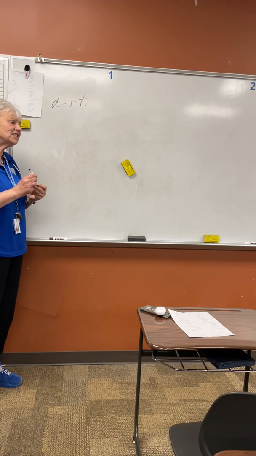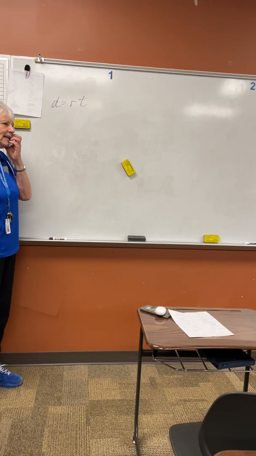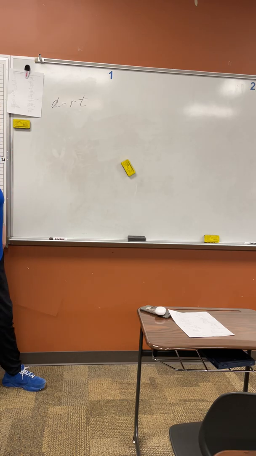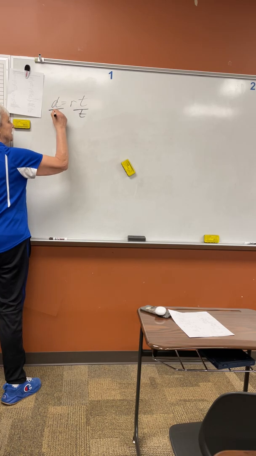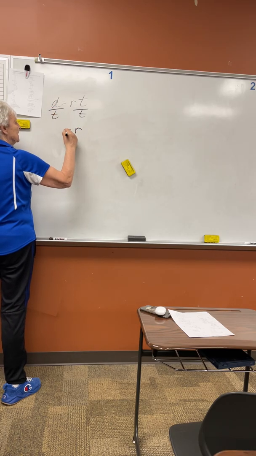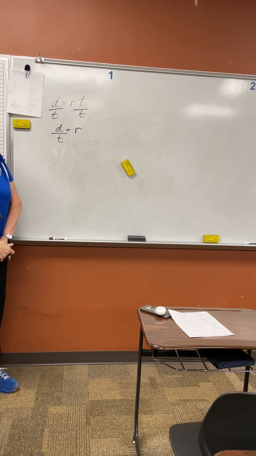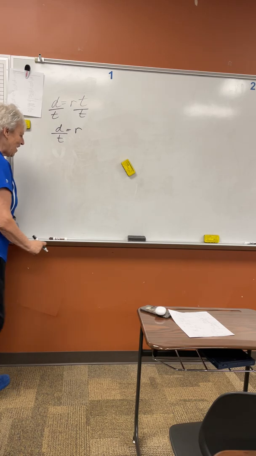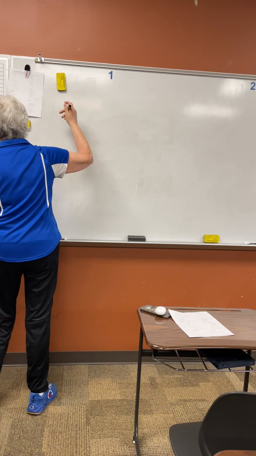The point is, I want you to solve for R. How can I get R by itself? Divide by T. Rate equals distance divided by T. Is that simple? Well, that's an easy one. Oh, these are going to get hard.